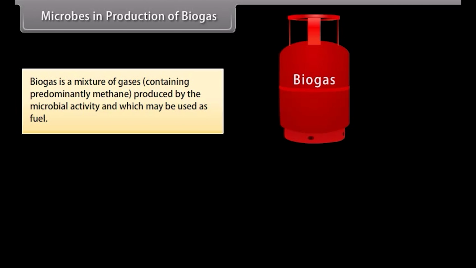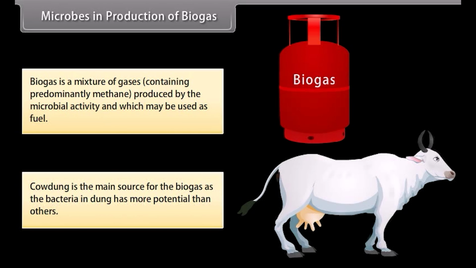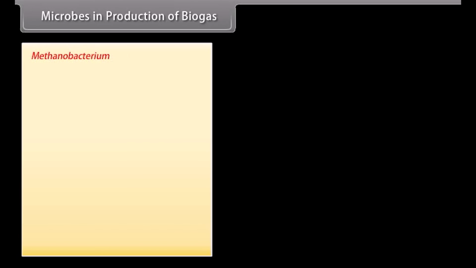Microbes in production of biogas. Biogas is a mixture of gases containing predominantly methane, produced by the microbial activity and which may be used as fuel. Cow dung is the main source for the biogas, as the bacteria in dung has more potential than others. Methanobacterium.